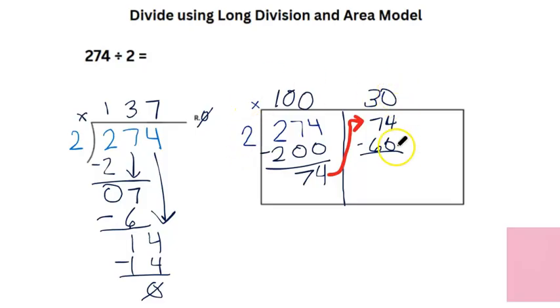So I've multiplied. Now I'm going to subtract to see what I have left to divide. 4 minus 0 is 4. 7 minus 6 is 1. I have 14 I still need to divide. So just like I did before, I'm going to break up my area model into another section, take this 14 and carry it over.